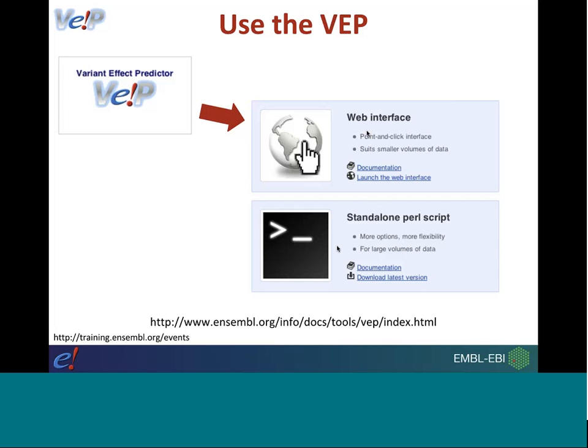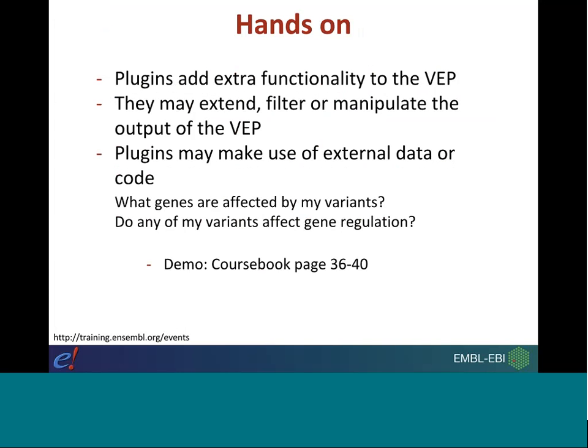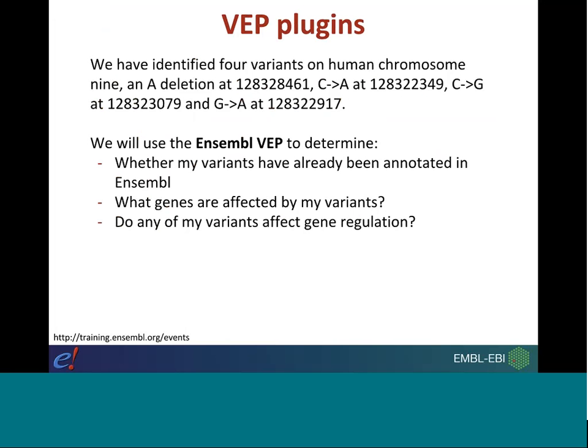And then we also have a standalone Perl script as well. So this is a Perl script that you would run from the command line, and it's more flexible, much more quick, and you can analyze many millions of variants in a matter of minutes. So I'm just going to skip this slide. It's just to let you know that if you're using the VEP standalone script, you can use plugins and add extra functionality to your VEP job.